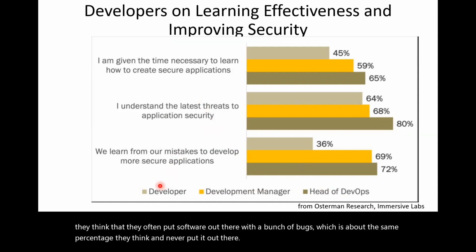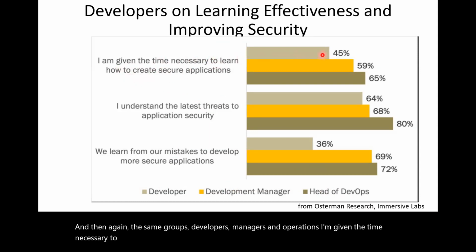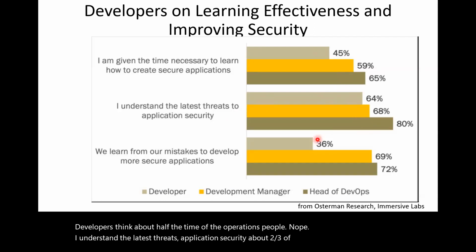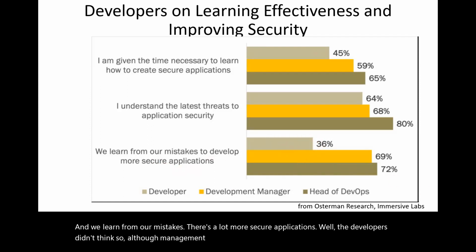And then again, the same groups, developers, managers, and operations. I'm given the time necessary to create secure applications. Developers think so about half the time, although the operations people, nope. I understand the latest threats to application security, about 2/3 of the time for most of them. And we learn from our mistakes to develop more secure applications. Well, the developers didn't think so, although the management thought so most of the time.